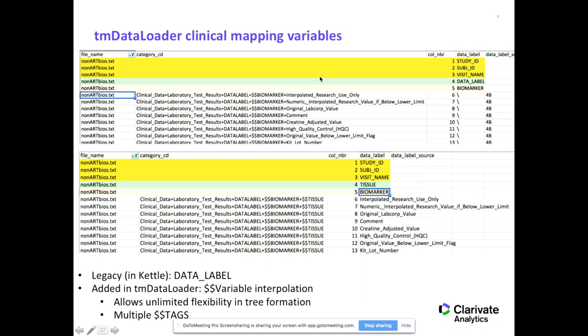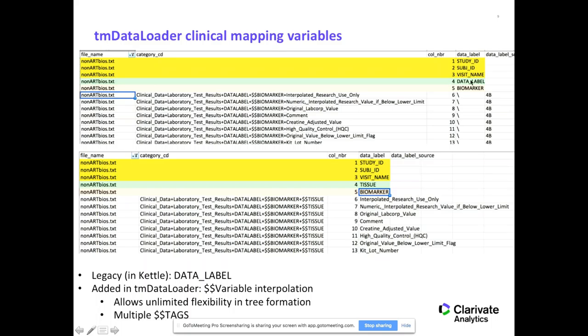All right, so here's an example where I show you two different ways to load variables. The first one was distributed with the ketl scripts. So in addition to the same three yellow variables that I showed you before, the study name, subject name, and visit name, I have a fourth service variable called data label. And this is a generic label to indicate that the data in the fourth column of this particular file is going to be used as a variable.